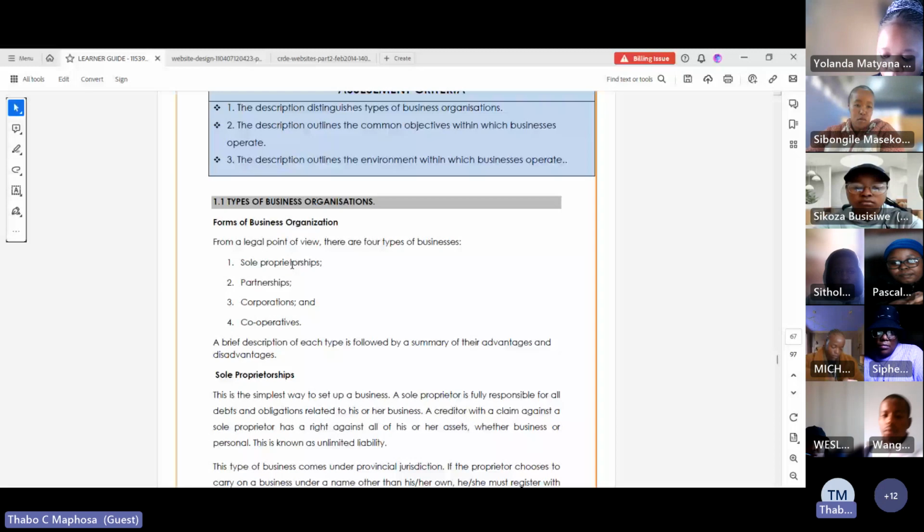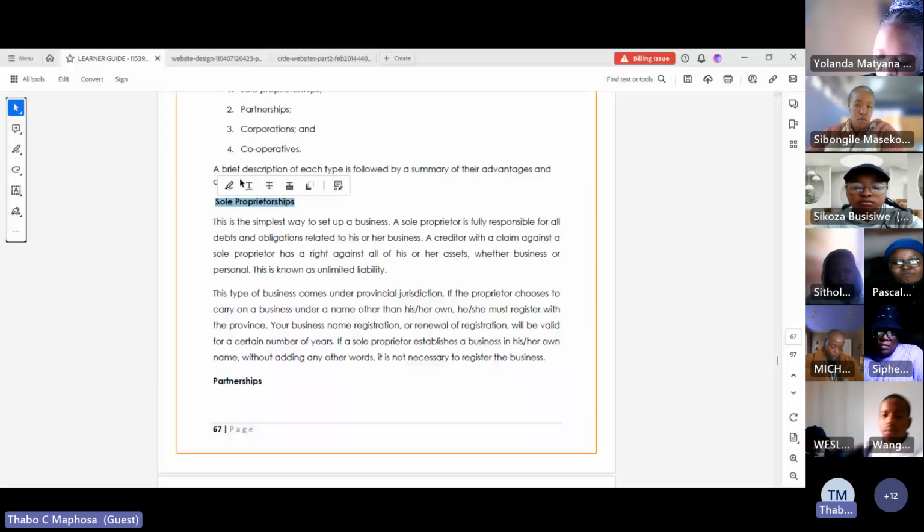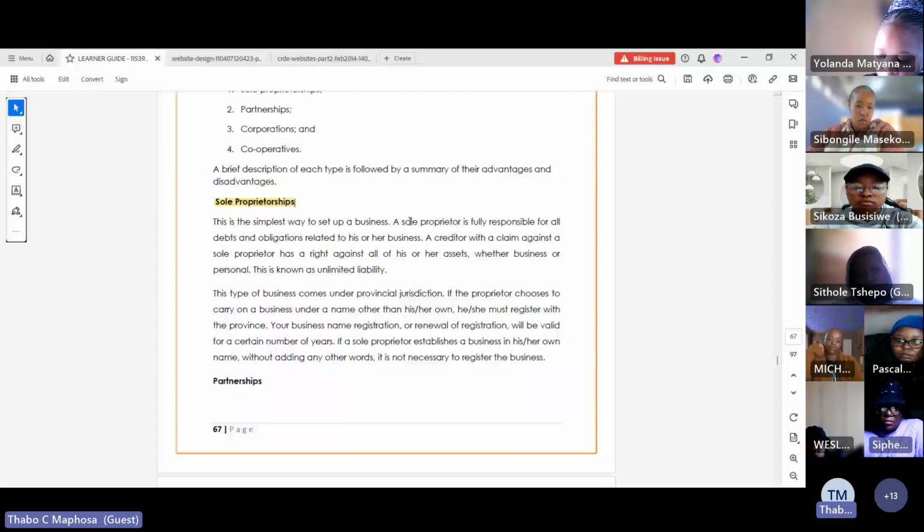Now, starting with proprietorship. When it comes to sole proprietorship, they're saying that this is the simplest way to set up a business. Sole comes from the word one, isn't it? Alone, and then proprietorship. So here you're dealing with a business that is literally operated by one person. Hence, a sole proprietor is fully responsible for all the debts and obligations related to his or her business. Each and everything that happens in that business, because it is owned by one person.